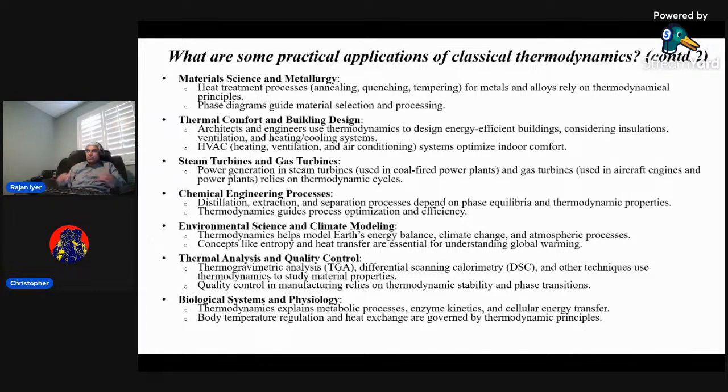Even within the solid, there are phase transitions. So they all depend on thermodynamics. The biological systems and physiology, our own body systems, like metabolic process, enzyme kinetics, cellular transfer, what happens inside a cell, all that. Body temperature regulation, and we have to keep like 98.7 or whatever our normal temperature. If it's too high, we get fever. If it's too low, then we get into trouble because our heart and all the systems are well balanced, and the heat exchange and things like that are very important.